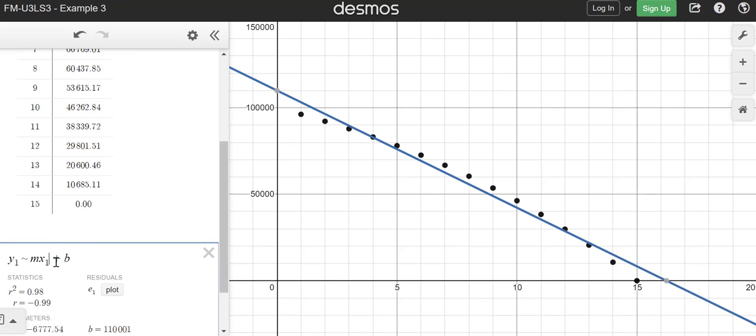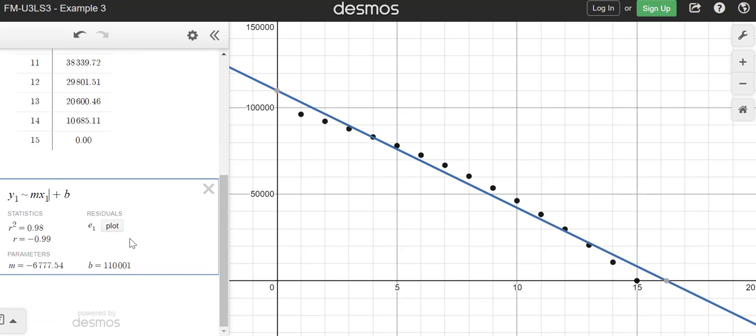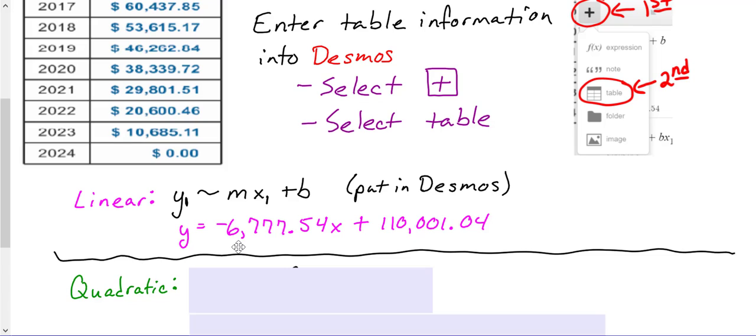Once I put the sub 1 in there, it automatically fits the line as best it can to the data and plots it. Then it gives us this information here, and the parameters are what we fill into our equation, y equals mx plus b. M is negative 6777.54, and b is 110,001.04. So we put that into our equation to get y equals negative 6,777.54x plus 110,001.04.